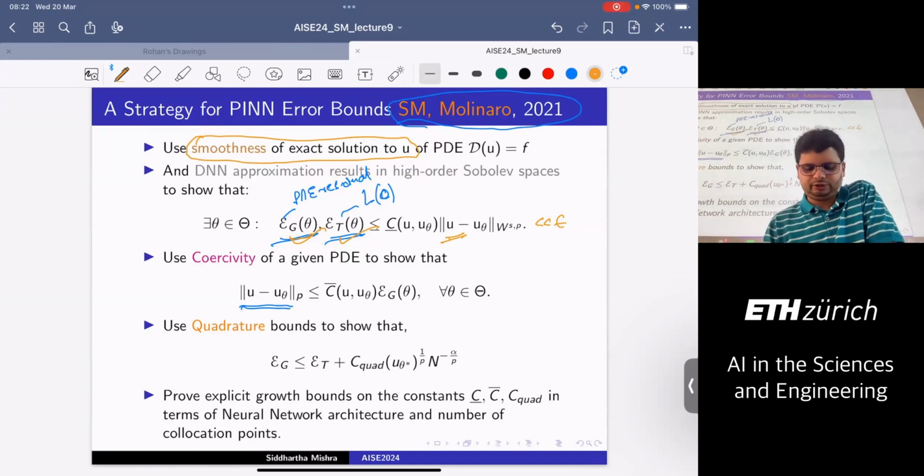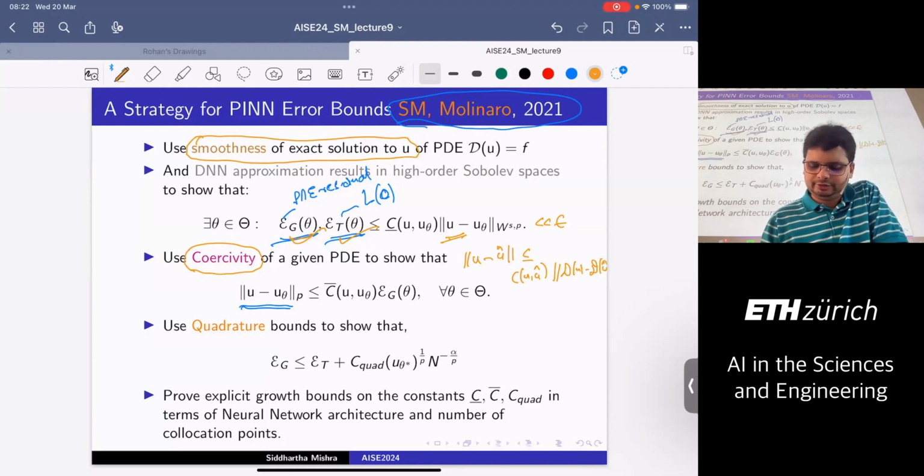So first is what is called the coercivity. As I said in the last lecture, this is some sort of a stability condition. So this tells you, if you remember, this was essentially U minus U bar in some norm is less than or equal to C of u bar, u hat in this case, times dU minus dU hat.